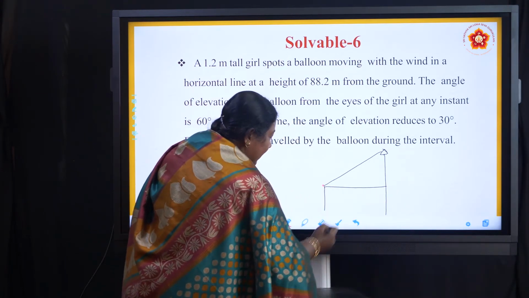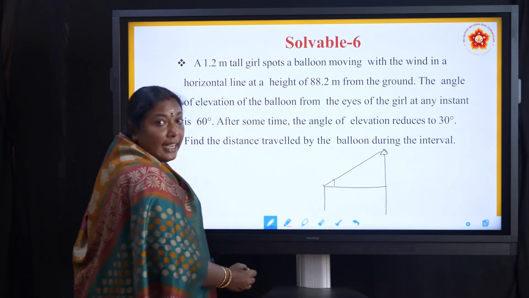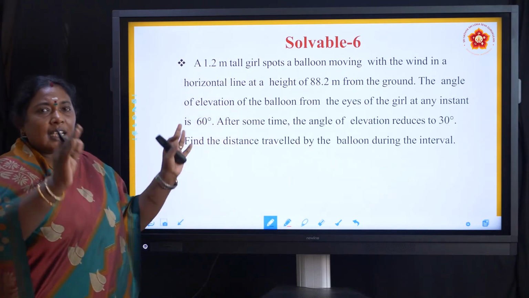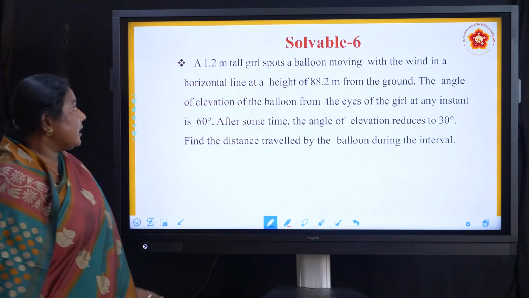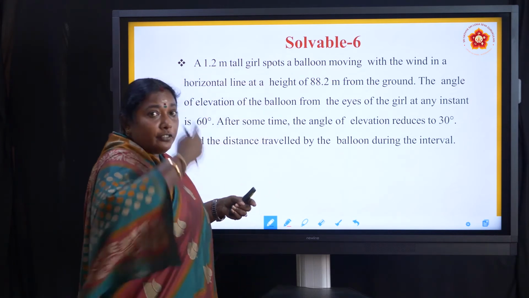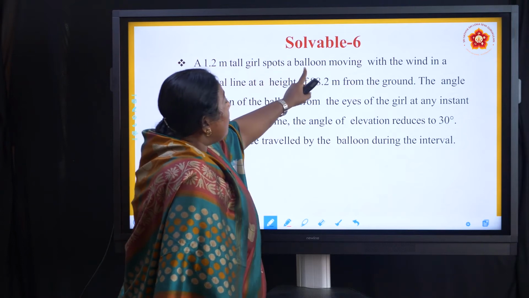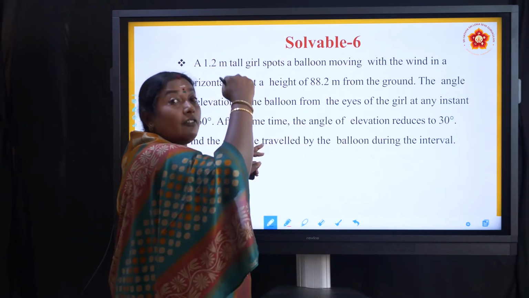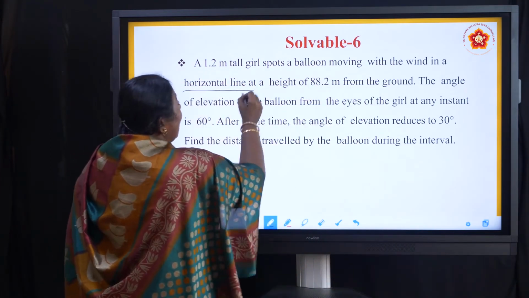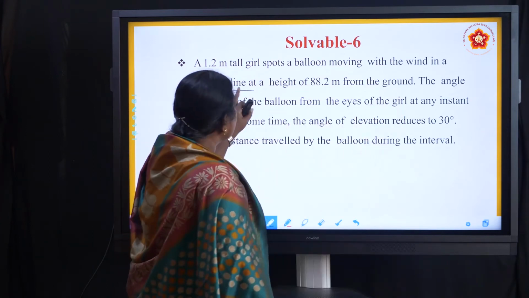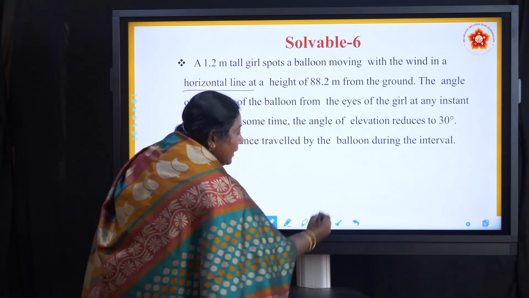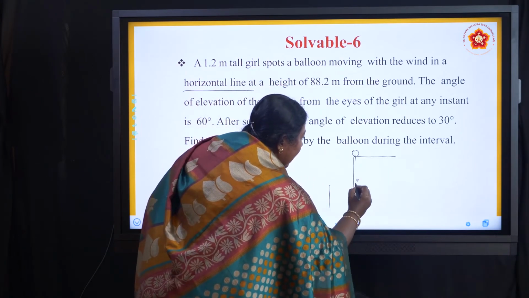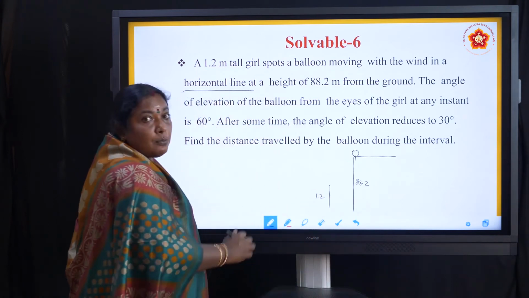Then I can have that right angled triangle, right? The same thing we are going to apply here also. Whatever we did in our own life, that is what is given as a sum. Just bring that sum and put it in a mathematical way, get the answer easily. A 1.2 meter tall girl, that means the height of the girl is given, spots a balloon moving with the wind. So instead of a kite, it is a balloon moving with the wind, horizontal line. Vertical means up, horizontal line, underline that word. It is not moving vertically, it is moving horizontally at the height of 88.2 meter from the ground. That means a girl is there, a balloon is here, it is moving. The height of the girl is 1.2.